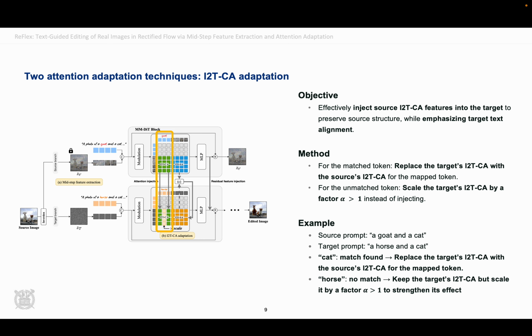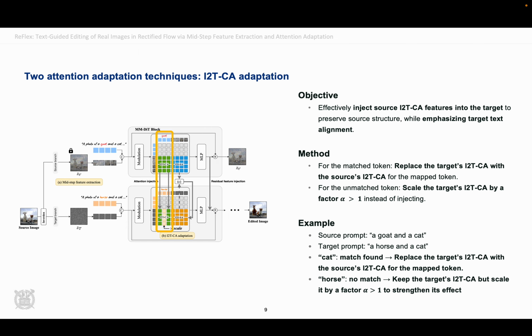After extracting features from the real image, we propose 2 attention adaptation strategies to effectively inject them into the target image generation process. The first is called I2TCA adaptation. The goal of I2TCA adaptation is to inject the image-to-text cross-attention (I2TCA) features extracted from the source image into the target I2TCA in a way that preserves the structural information of the source while improving alignment with the target text.